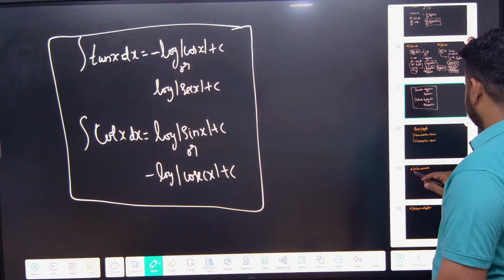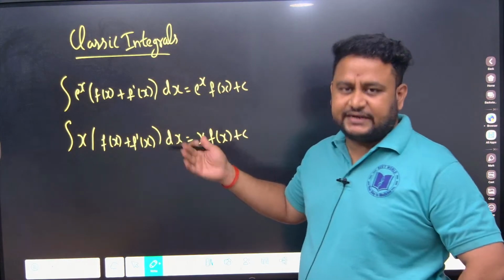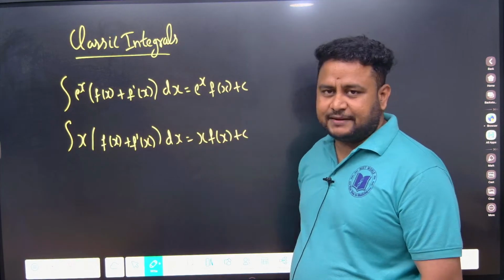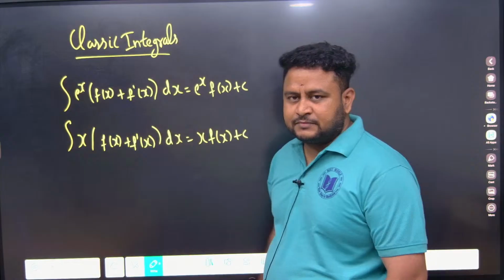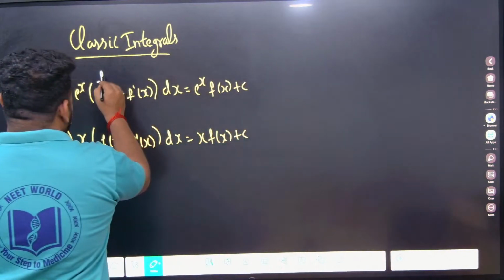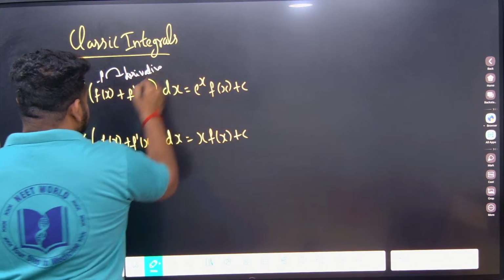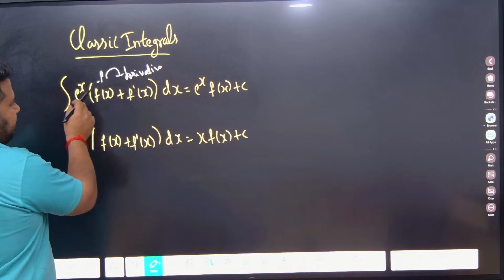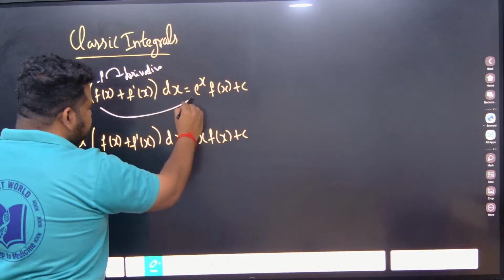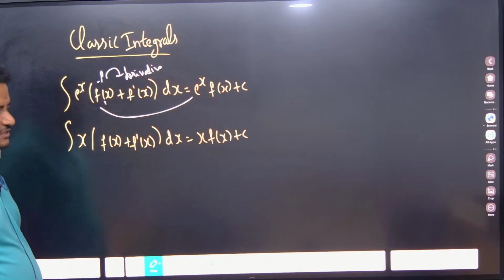Now let us see some classic integrals. Classic integrals means some very important results which you should know. If the function is of the form exponential function, integral of e power x into f of x plus f dash of x, that is a function and its derivative. It can be plus or minus, no problem. So what is the answer you will get? E power x, you write it as it is, along with that write f of x. E power x into f of x plus c.